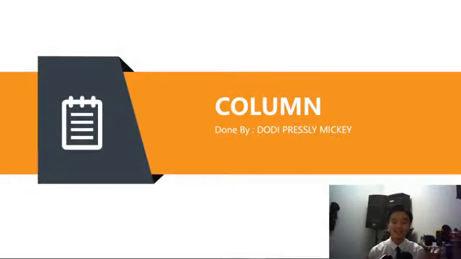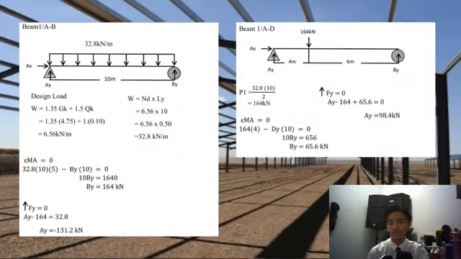So, in this presentation, I'll be explaining my part in column calculation, in column for steel structure and design. As you can see here on beam 1AB, we got our design load, which is 6.56 kN per meter, and we multiply it by Ly, which is the length of the beam, 10 meters, and by the load factor of 0.5, and we got our load for beam AB, which is 32.8 kN per meter.